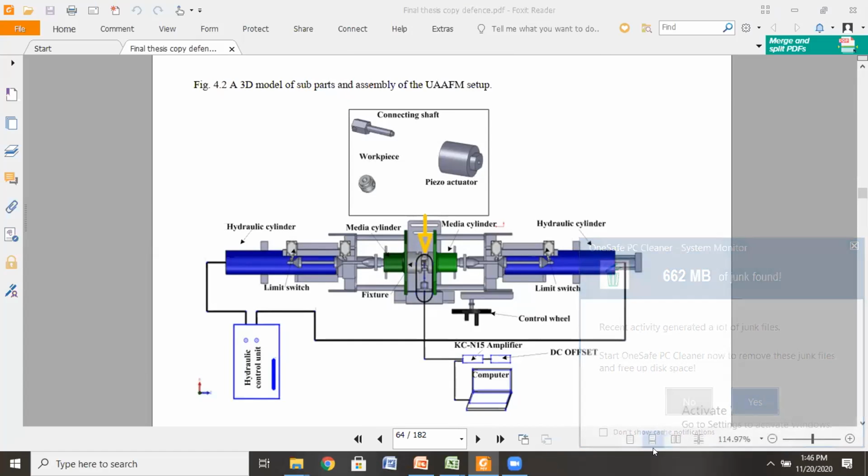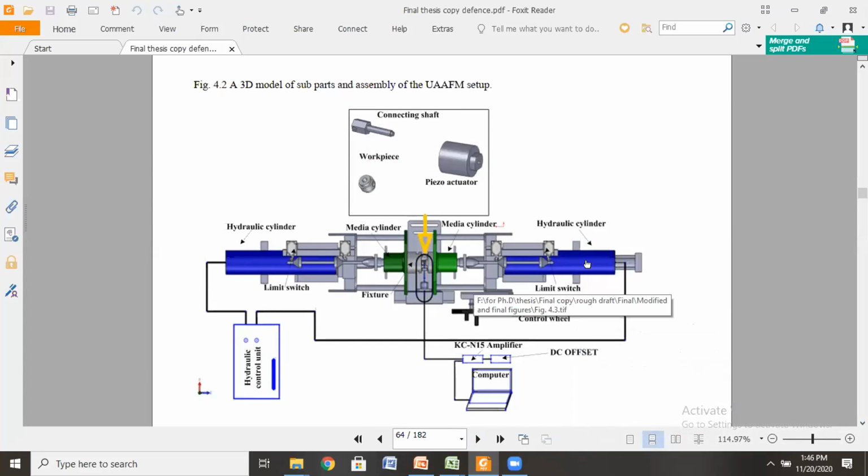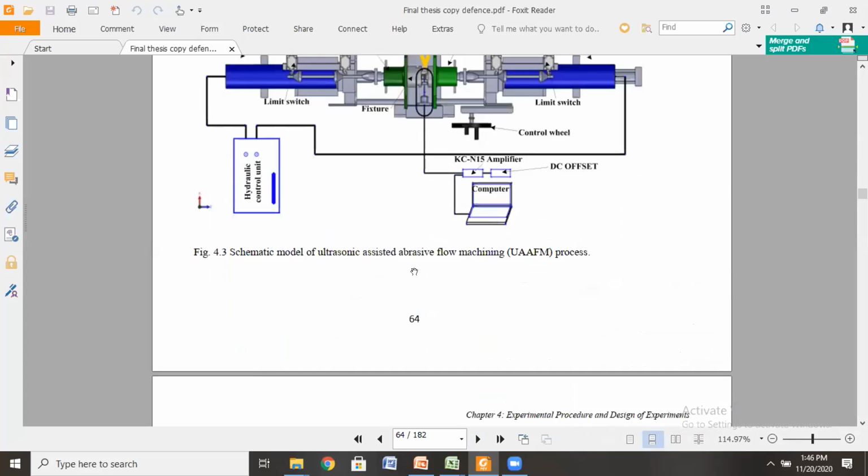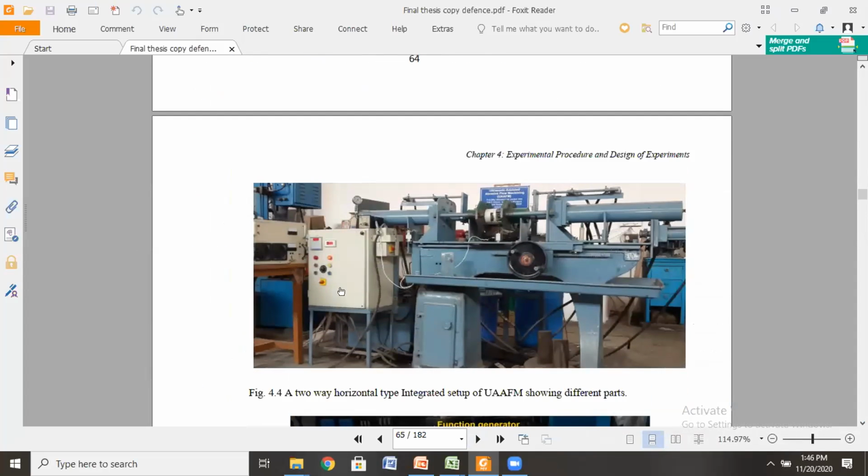Commercial machines are very costly, but the process is capable of finishing at micro to nano level. This is the schematic of the setup we have developed, and this is the original setup. You can see, after design, the execution: two hydraulic cylinders are mounted using a hydraulic setup unit, and you can see the fixture, the mounting of the actuator, and the entire setup is built on a lathe machine.